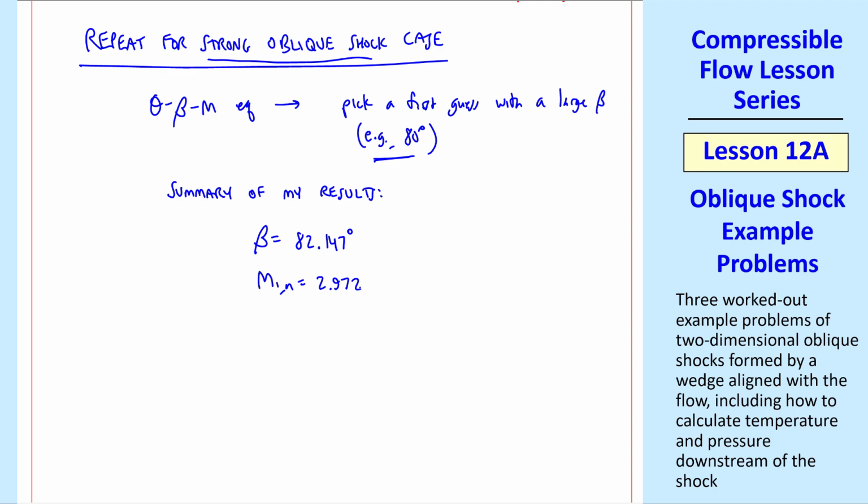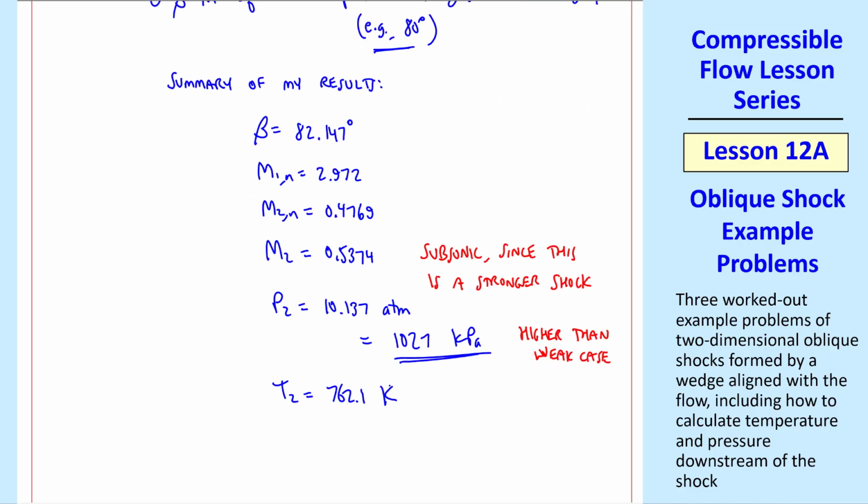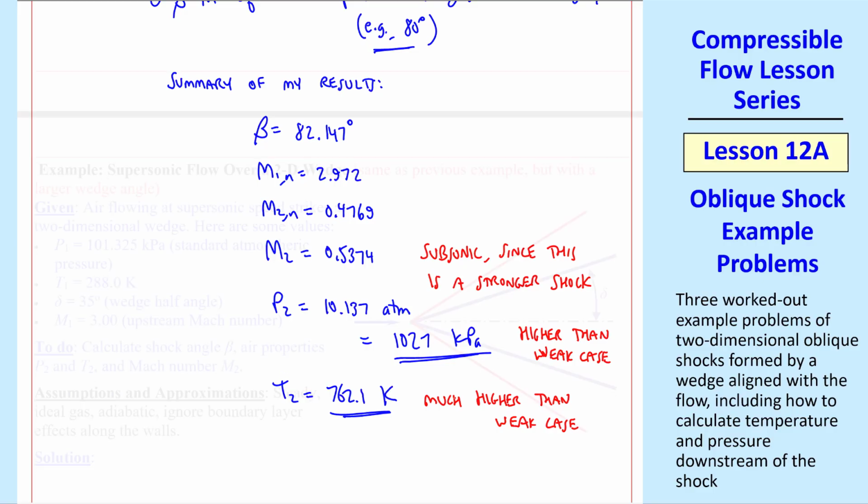Beta, M1N, M2N, M2. Notice that this is subsonic, since this is a stronger shock. P2 turns out to be 1027 kPa, or 10.14 atmospheres. This is much higher than the weak case, as we might expect. Finally, T2, which again is much higher than the weak case.